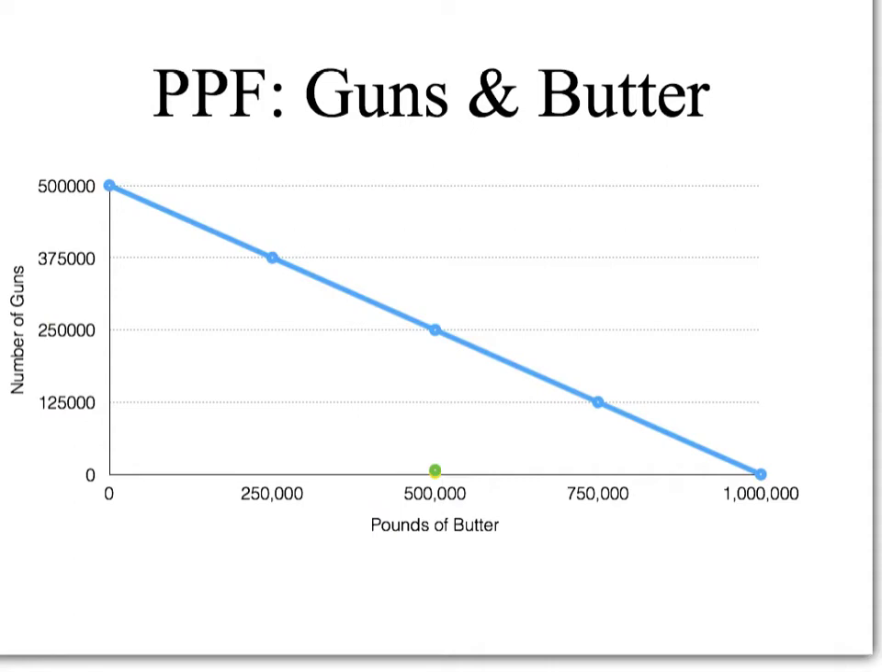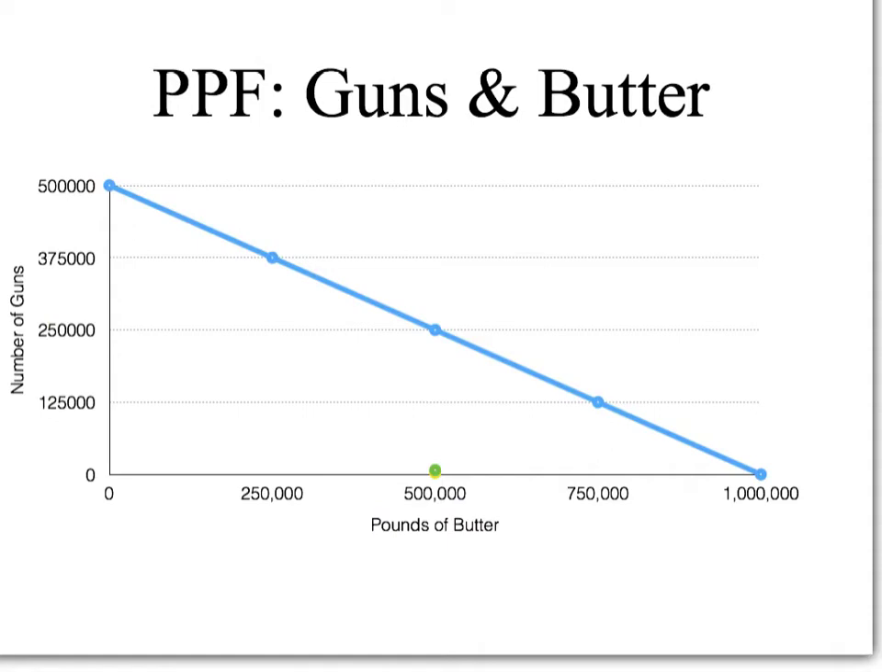Each gun that we produce takes 5 hours of labor. So we have used a total of 50,000 labor hours for guns. And then to produce 250,000 pounds of butter, we use a total of 25,000 labor hours. So we use a total of 75,000 hours of labor. So this point is possible because remember we have a total of 100,000 hours of labor to use.